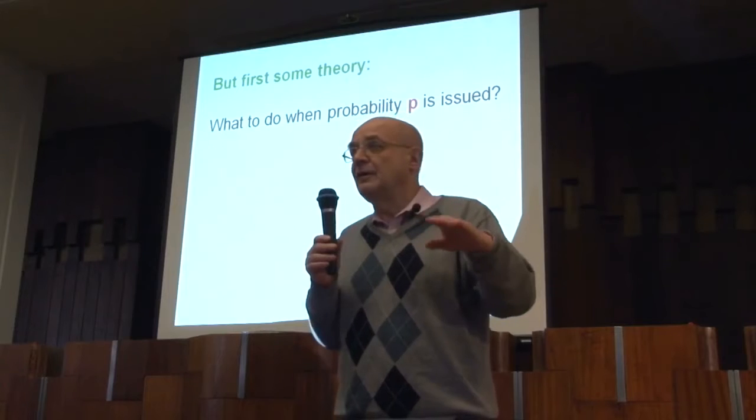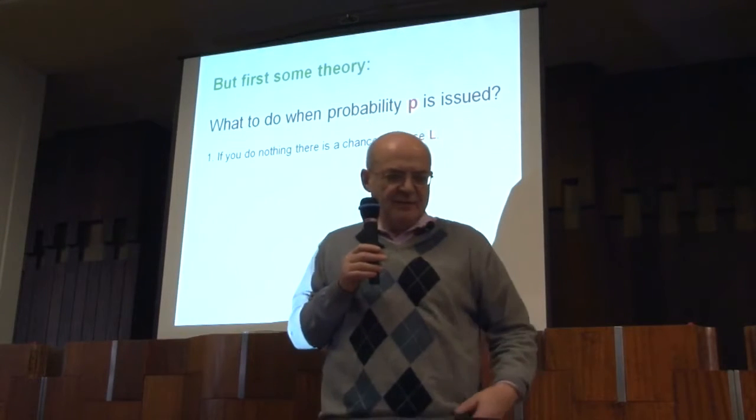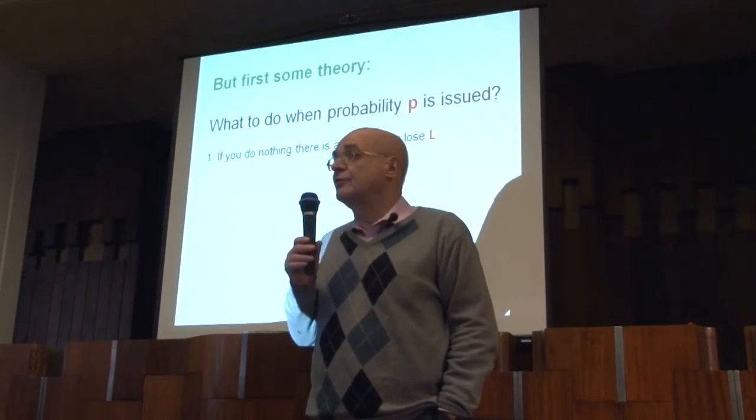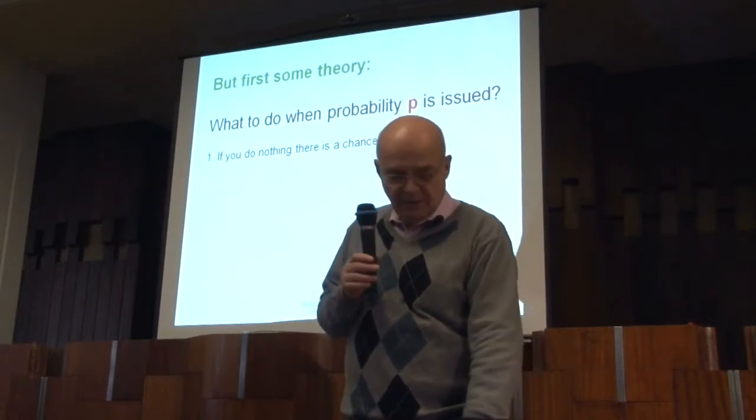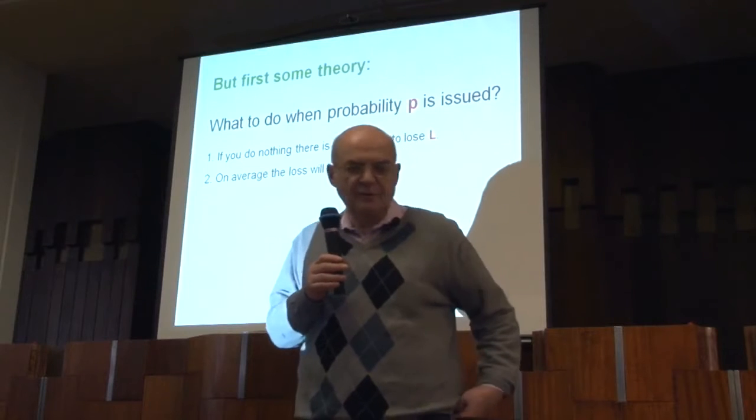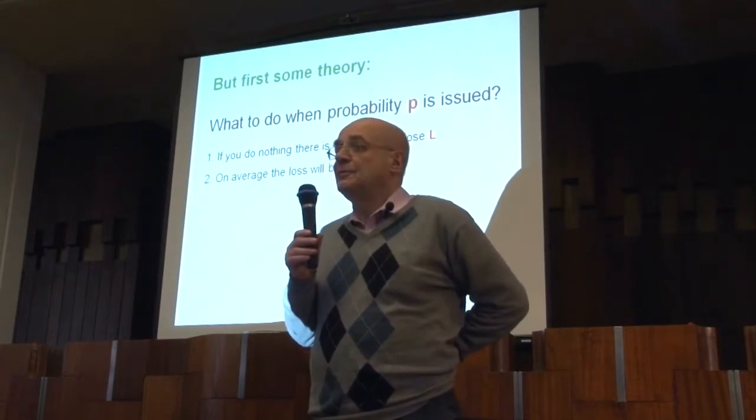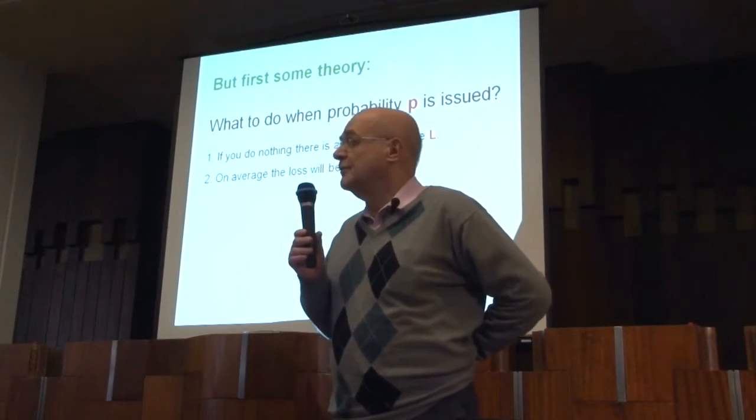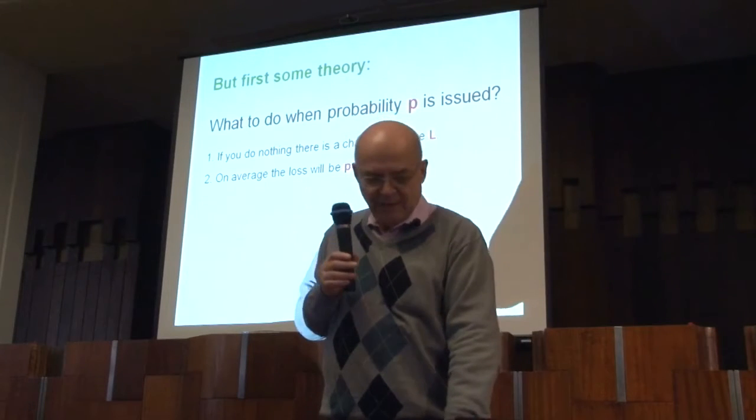But we start with this basic notion that if you don't do anything, you will suffer a loss 30% of the time, 10 days out of 10 days in a month. And if the loss is L for loss, then your daily average loss will be P, 30%, times the loss. That will be your day-by-day average loss.